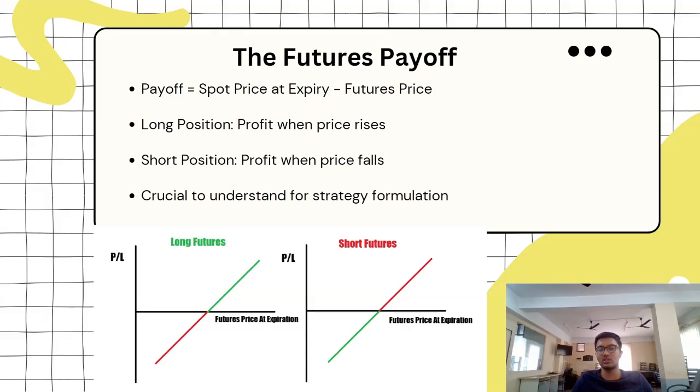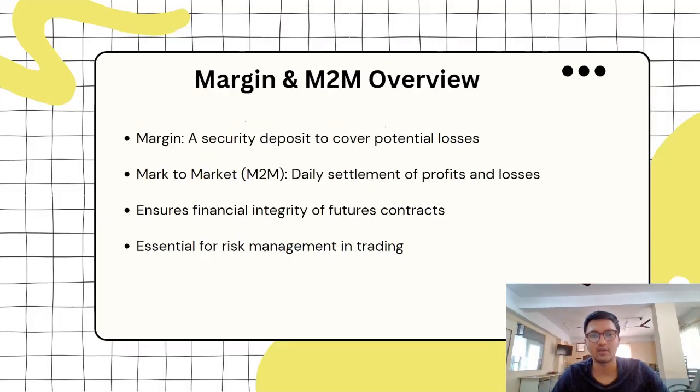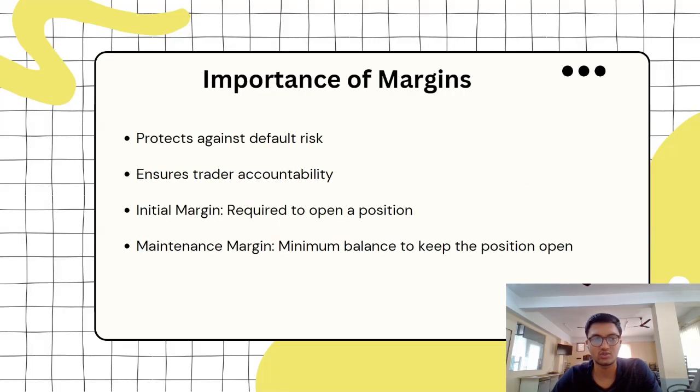So the short position payoff curve is exactly the opposite. Let me show you with the help of an example. And it is on an M2M basis. I told you every day you will be incurring some profits or losses if you are holding a futures position, and so forth.